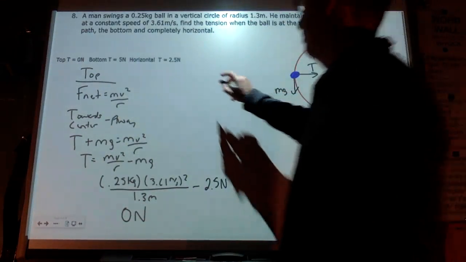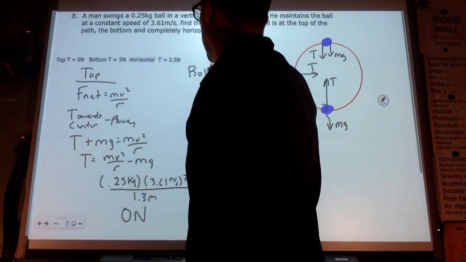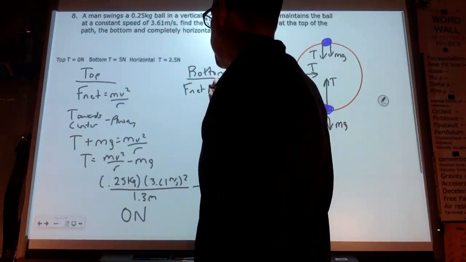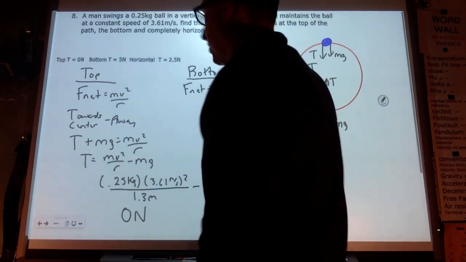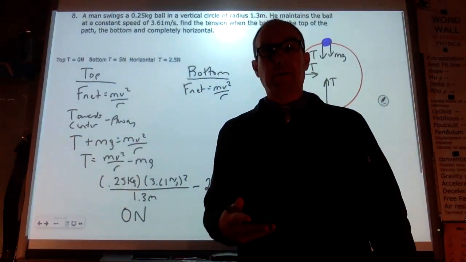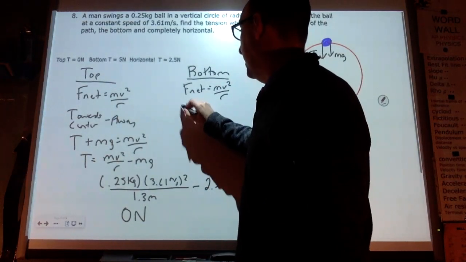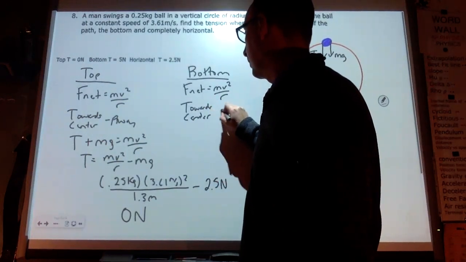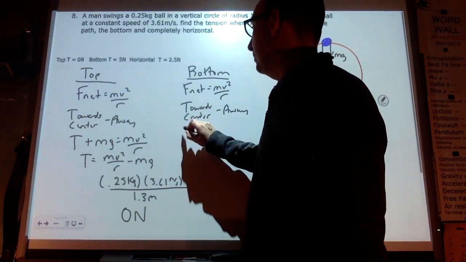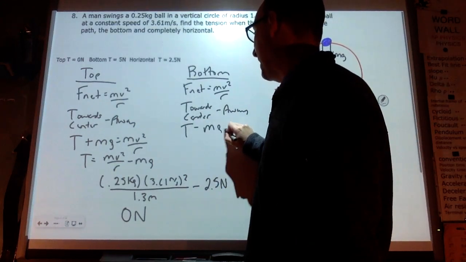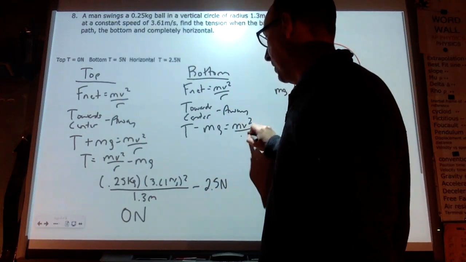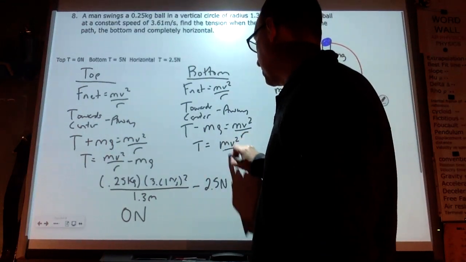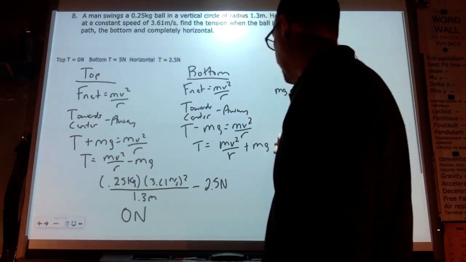All right, bottom. So the tension's going to be more at the bottom because the tension's going to have to do two things. It's going to have to lift the block and it's going to have to turn the block. So I'm going to take my forces towards the center minus away. So I have T minus mg equals mv squared over r. So T is going to be equal to mv squared over r plus mg.